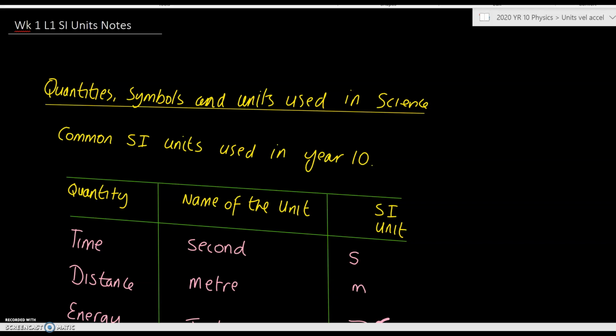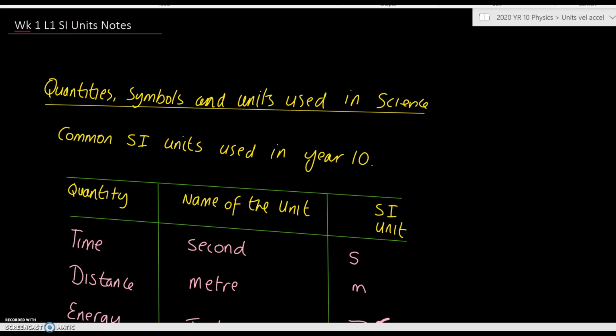And our first lesson is going to be on quantities, symbols, and units. What we're going to look at is the common symbols and units that you're going to use in this year in physics, and hopefully subsequently in Year 11 and 12 if you decide to take it up with us. So let's go through this.